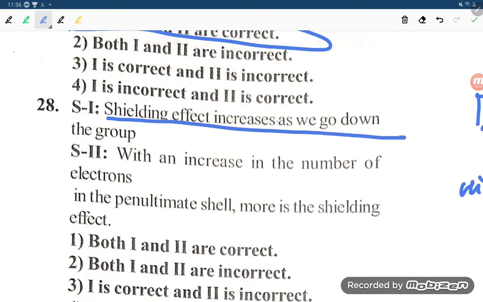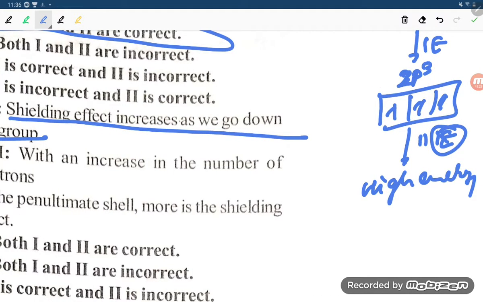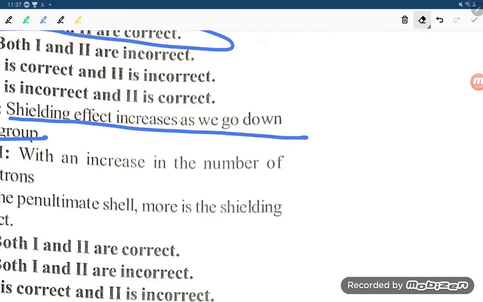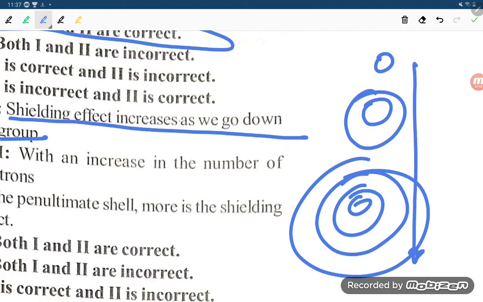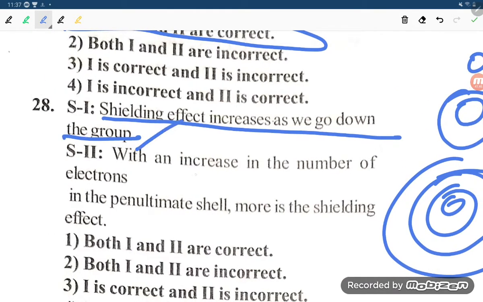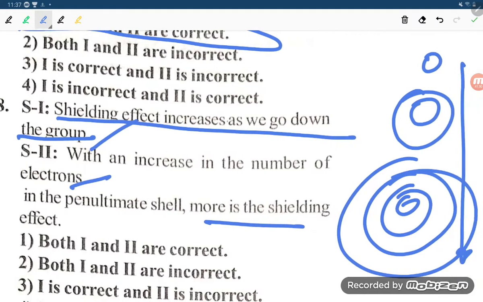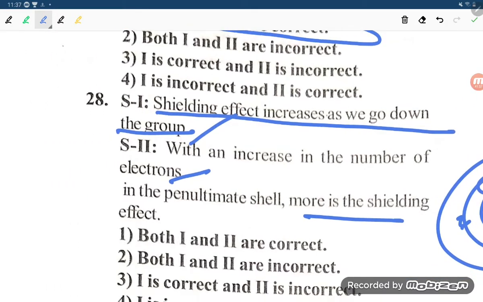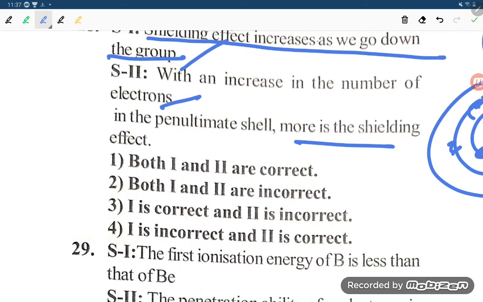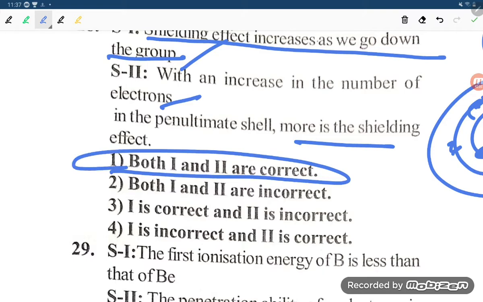Shielding effect increases as we go down the group. That is okay. When you are moving down the group, student, the number of orbits increases. Here is 1, then 2, then 3. So more orbits means the shielding effect increases, so this is correct. With an increase in the number of electrons in the penultimate shell, there is more shielding effect. That is also correct. Both statements are correct, so option number 1 is correct.